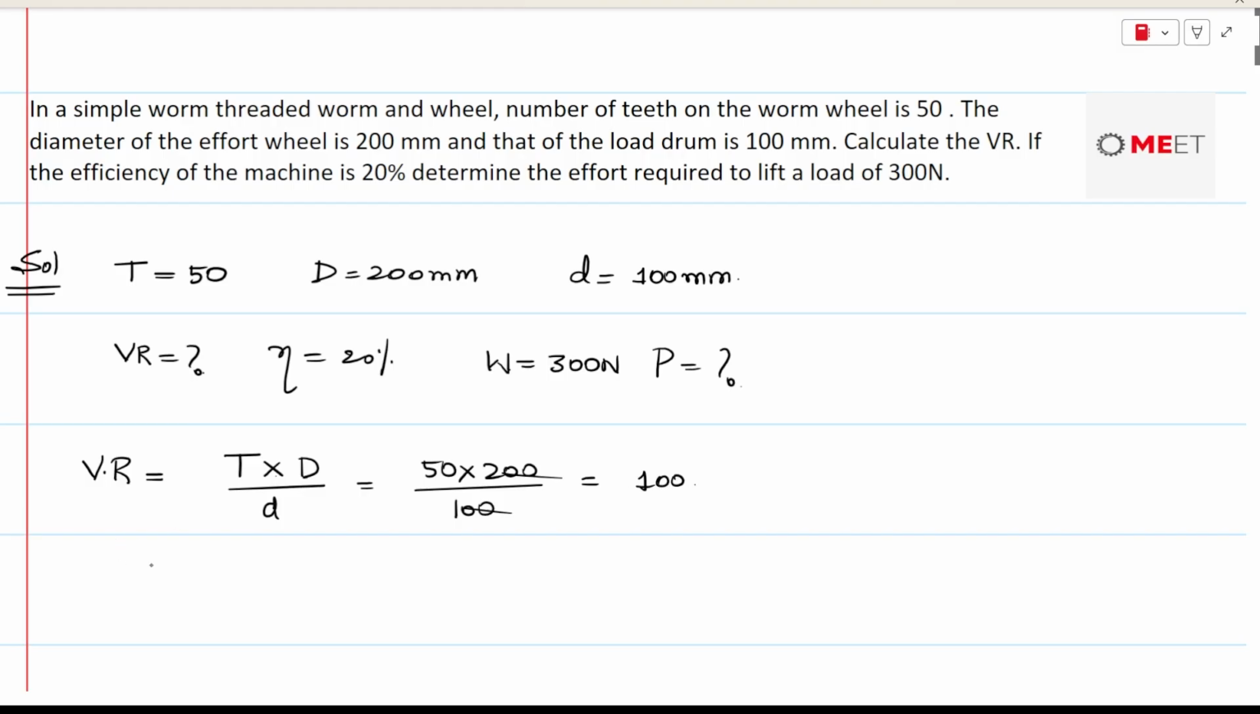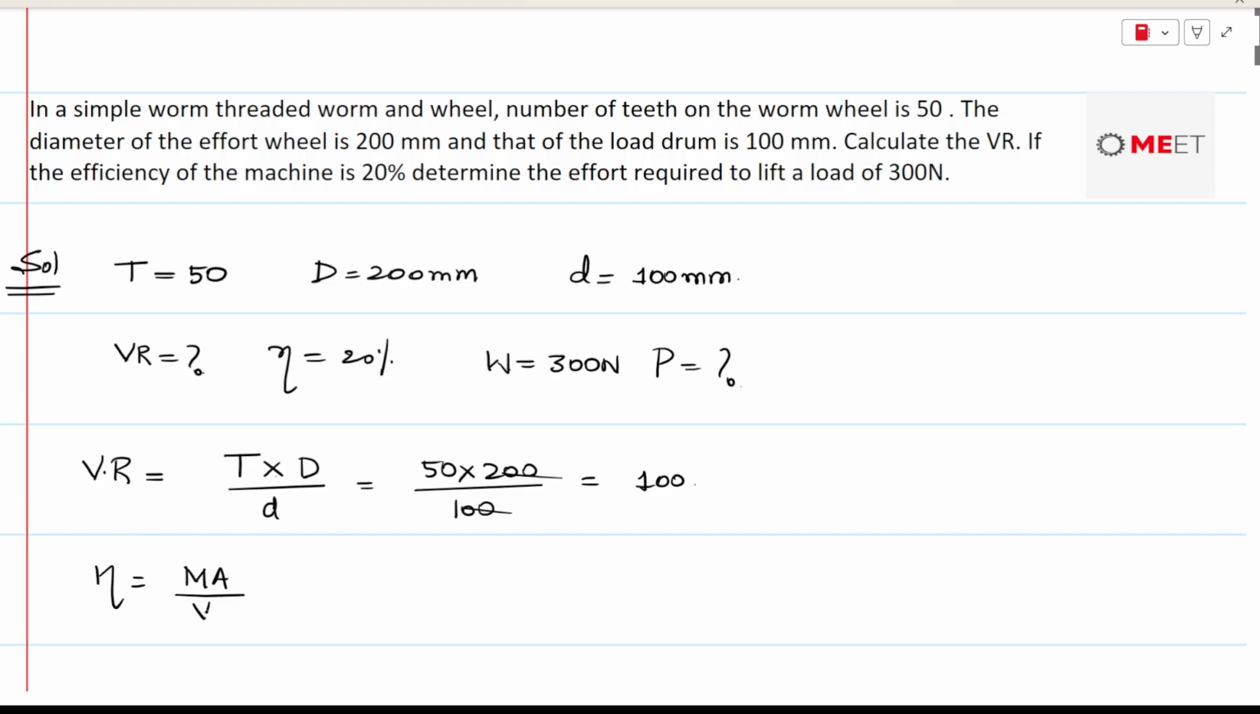Velocity ratio is 100. So remember that the reduction ratio or velocity ratio in devices like the worm wheel is going to be somewhere between 20 to 100 times. Okay. And next is the mechanical advantage, or else we can compute efficiency.